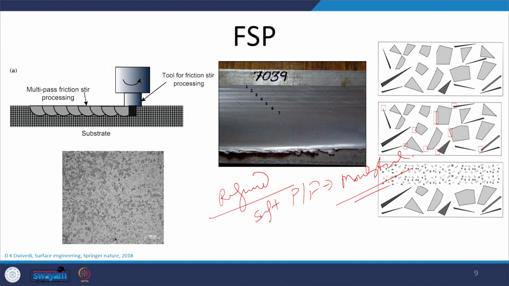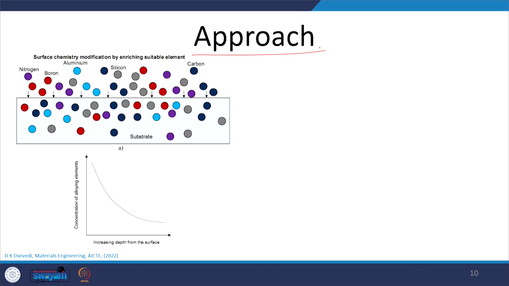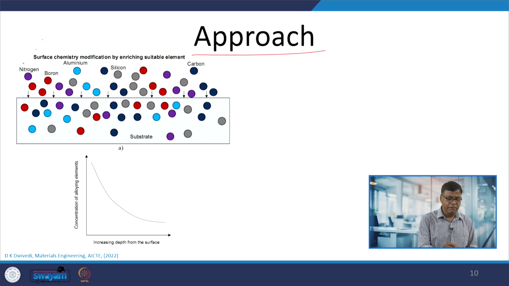This is another approach where the surface properties are modified by changing the composition of near surface layers. So, we can introduce a number of constituents, like nitrogen for nitriding, boron for boronizing, aluminum for aluminizing, silicon for siliconizing, carbon for carburizing. This is a substrate.